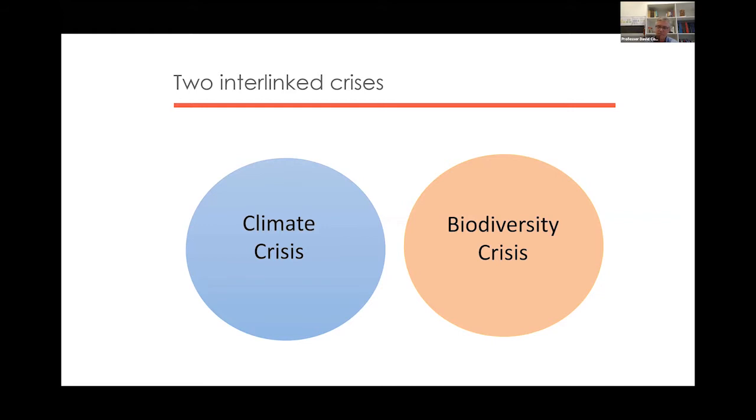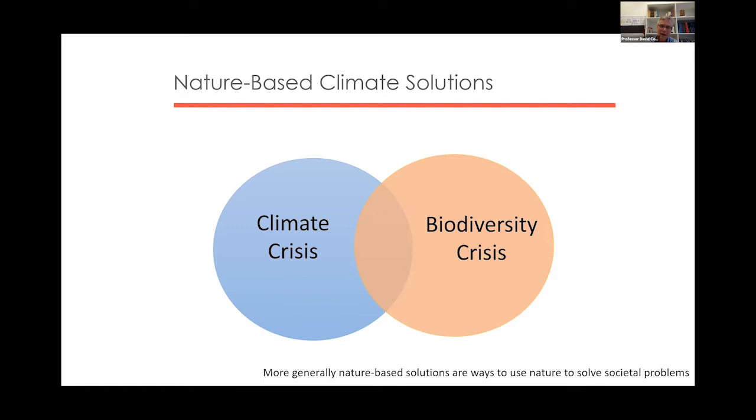And here in Cambridge, we have Cambridge Zero working to solve aspects of the climate crisis. And I work for something called Cambridge Conservation Initiative, and we're working towards solving some of the problems with the biodiversity crisis. And at the intersection of those two is something which we call nature-based climate solutions. And so those are ways which we can use nature to help us solve some of the problems related to climate change, to help mitigate some of the climate change. And nature turns out to be extremely important in this regard. And so more generally, nature-based solutions are ways to use nature to solve societal problems. And later on, we'll hear from some speakers about that.